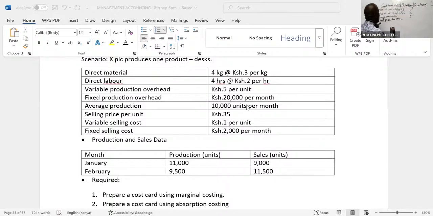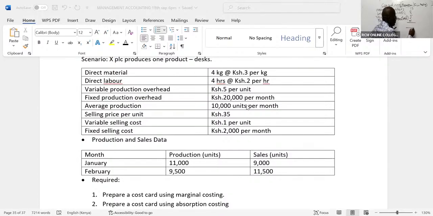So then I will calculate what we call OAR, overhead absorption rate per unit, which will be 20,000 divided by how many units? 10,000. So you take the total fixed overheads over expected production to make it for 1 unit, which in this case gives us 2. The 20 you were guessing was almost there. So we have 2 there.